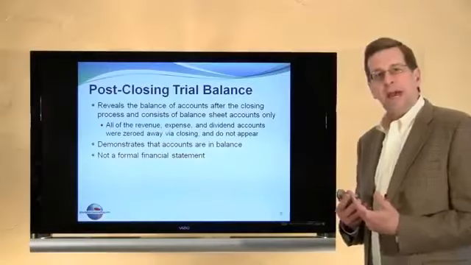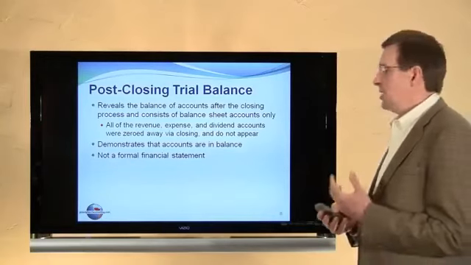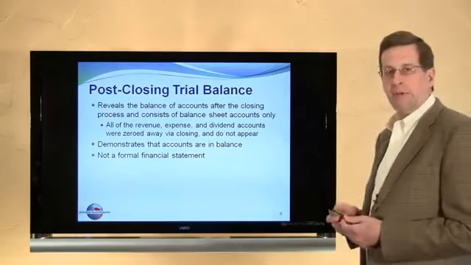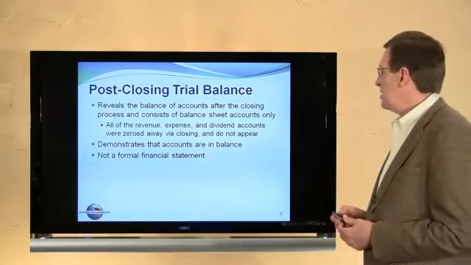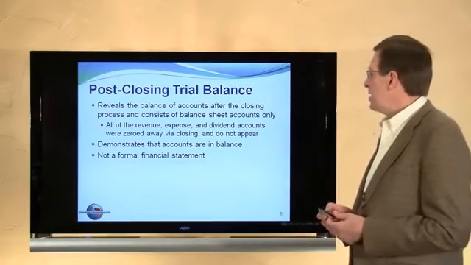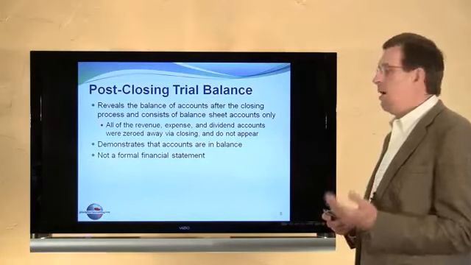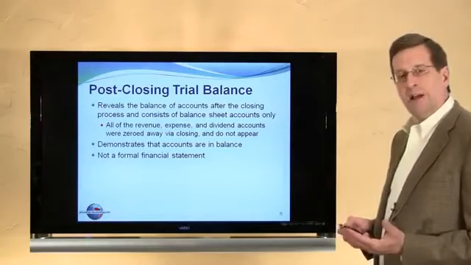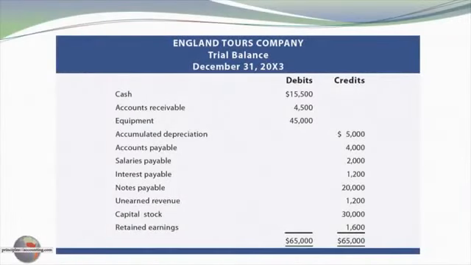That information then gives me a basis for preparing a post-closing trial balance. Now the only accounts that remain would be assets, liabilities, and the equity accounts, the end of period equity account balances. So a post-closing trial balance reveals the balance of accounts after the closing process. All the revenue, expense, and dividend accounts have been swept away or zeroed out. This simply demonstrates that the accounts are in balance. It is not a formal financial statement. Here's an example for England Tours Company after the closing process. Note that each of those accounts is a balance sheet account. Total debits are $65,000, total credits are $65,000. I'm fairly confident I've successfully completed the closing process.